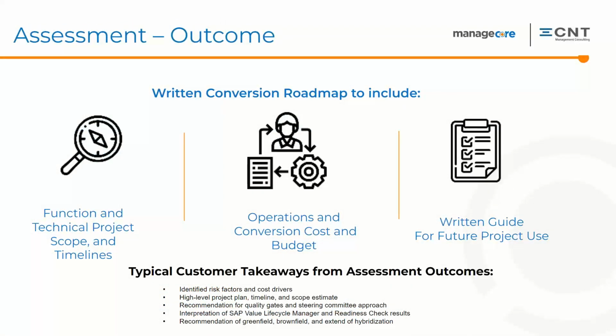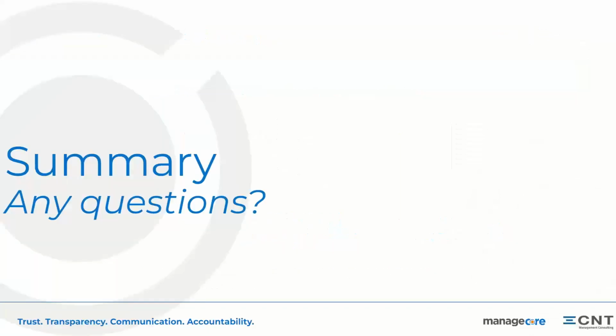So the outcome is a written conversion roadmap. If you don't do it formally with us, you can also do it yourself. I encourage everybody to take advantage of all the know-how we have and Andy's team have. It's the functional technical scope, it's the operational conversion cost budget, and it's the written guides which you can then use in the project. So with that, we come to the end of the presentation and to the Q&A session.